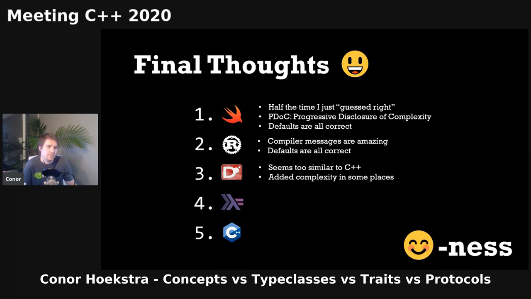And I don't know enough about D, but I'm not sure that was necessary, and they might have made some mistakes there. Haskell is a steep learning curve, and the compiler messages are pretty bad, especially when you compare them to Rust. So even if Rust is the combination of Haskell and C++, definitely Rust did not adopt the bad compiler messages, which I'm very, very thankful for.